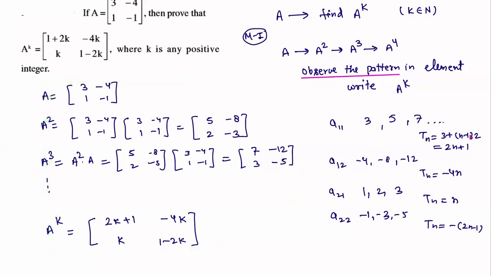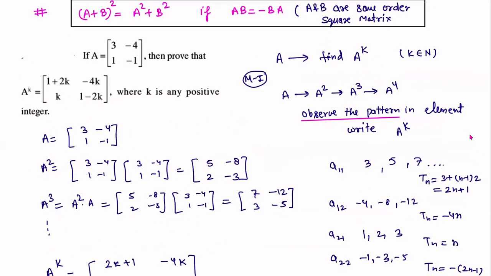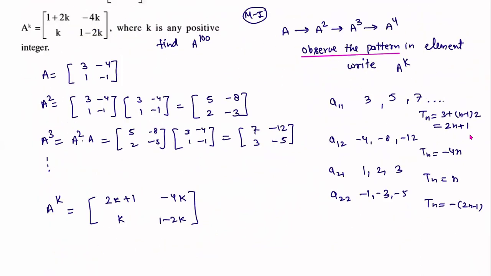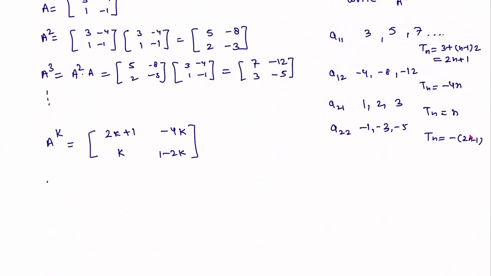Suppose in the same question they ask what is A power 100. It is not possible to multiply 100 times. What we need to do? By observing, we need to write A power K. Now tell me what is A power 100? 201, minus 400, 100, and 1 minus 200, that is minus 199. Correct. So easily we can write by checking A power K. Get the idea?